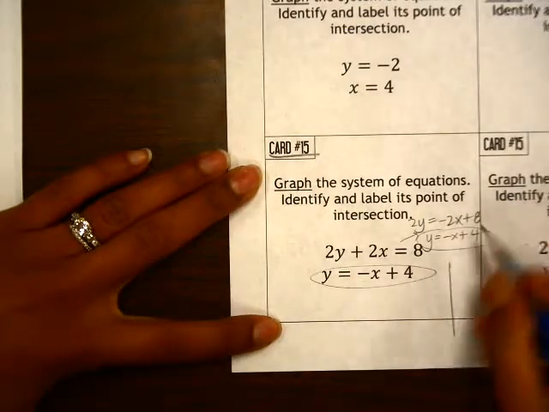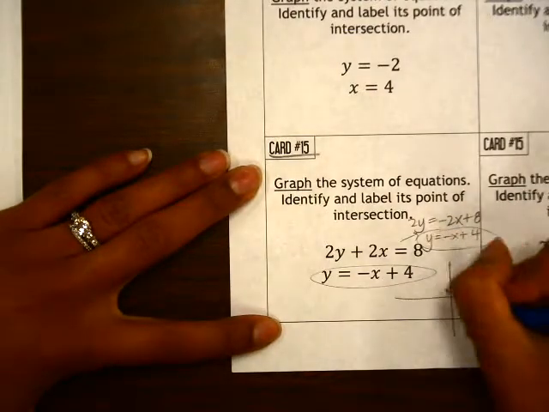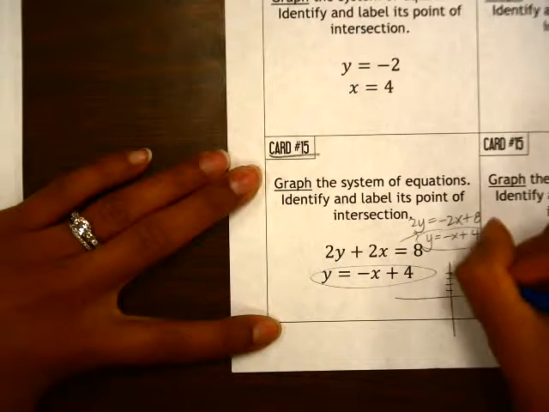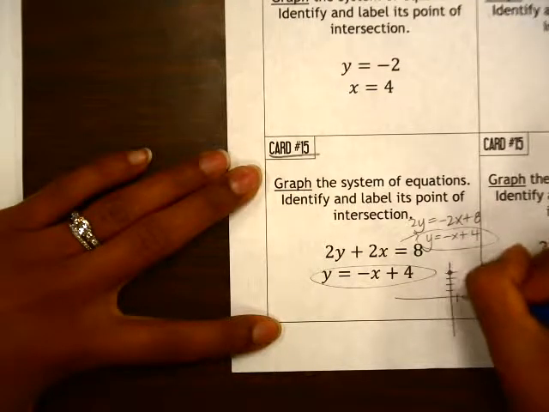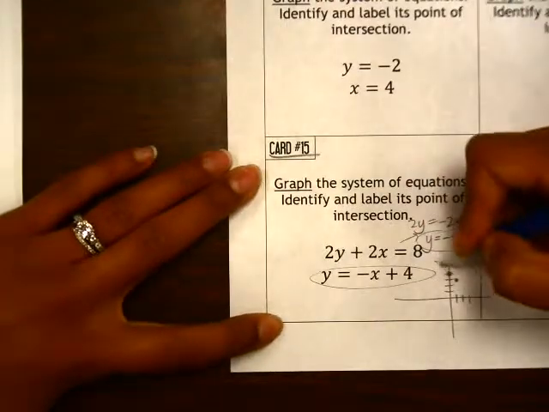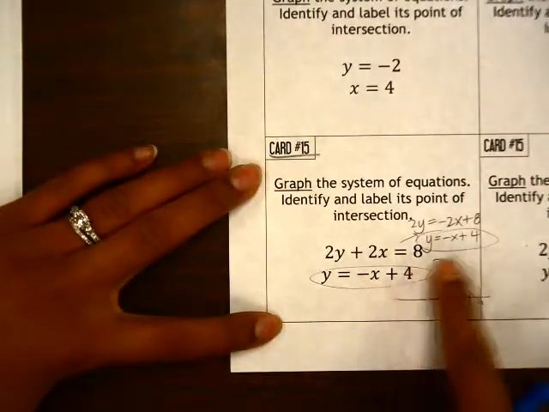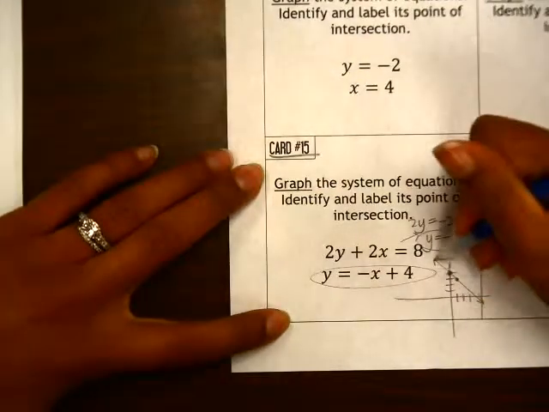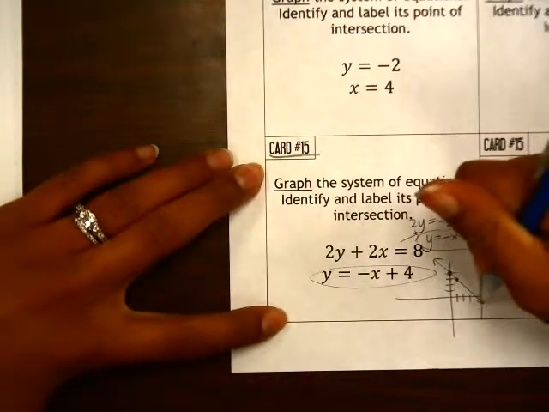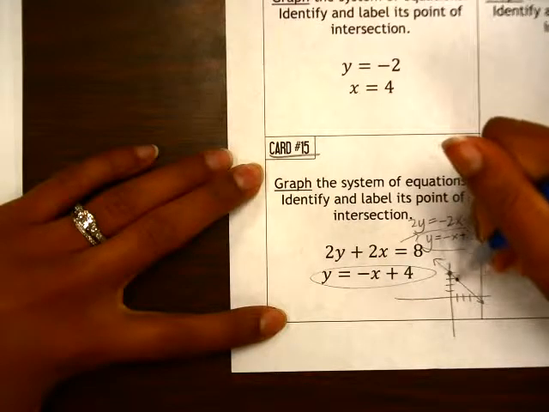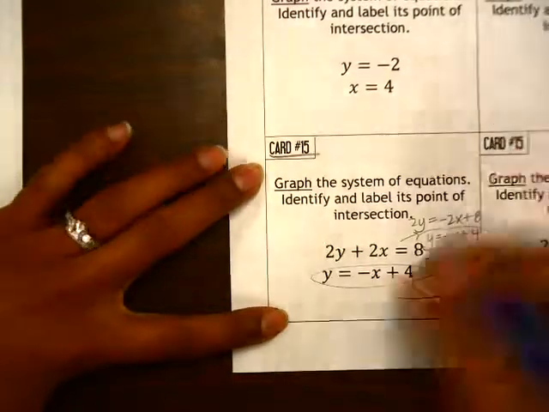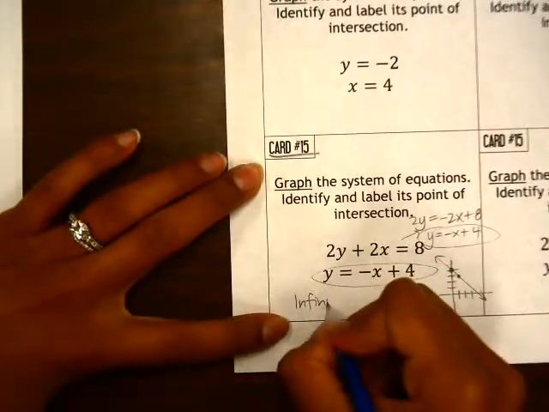So if we were to graph this, y-intercept of positive 4 and a slope of -1. And then if we graphed this equation, well, it's the exact same equation, so it's like you're graphing another line right on top of this one. That means the lines are intersecting at all points, and so this would be considered infinite solutions.